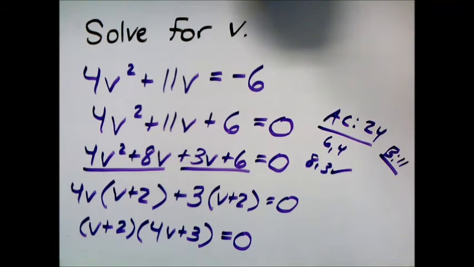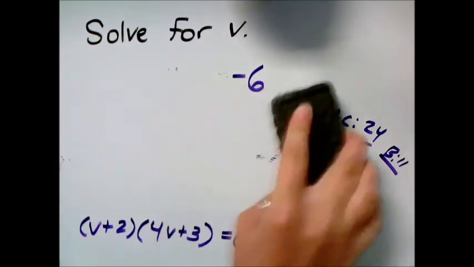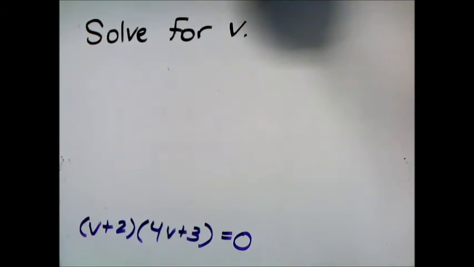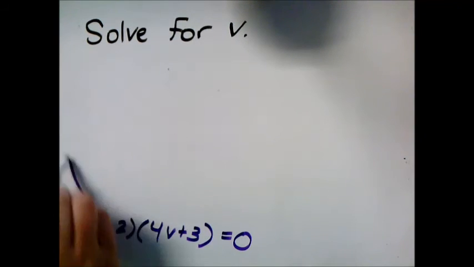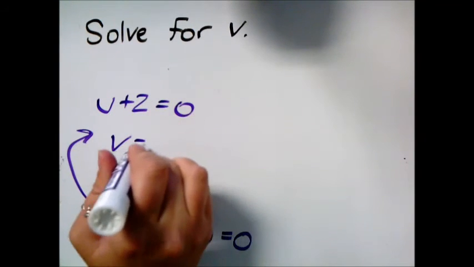Alright, now that I have it factored, I'm almost to my answer, but what was the point of factoring? It's so then I can say that one of these two factors has to equal 0. So if I'm all the way down to two things multiplied to equal 0, I know that either this one needs to equal 0. So for v plus 2 to equal 0, v has to be negative 2.